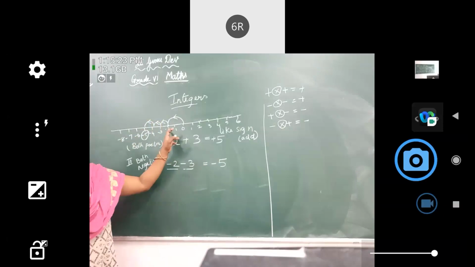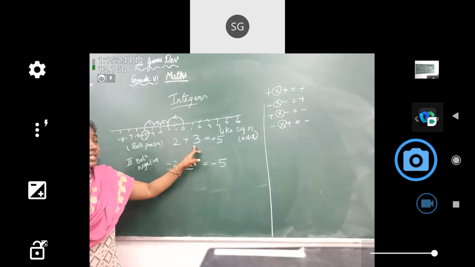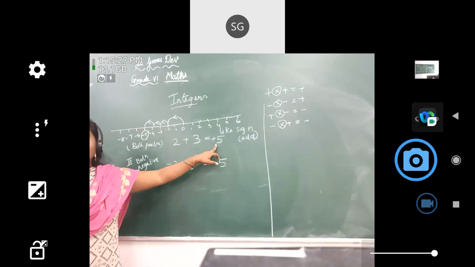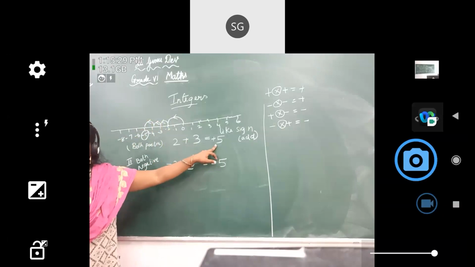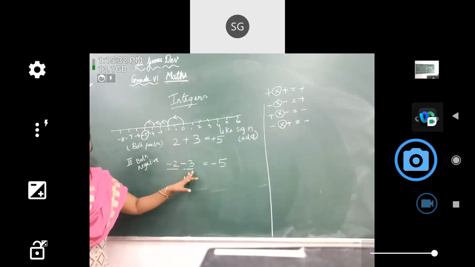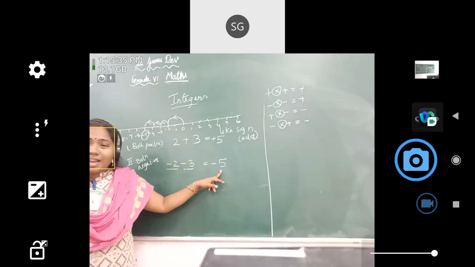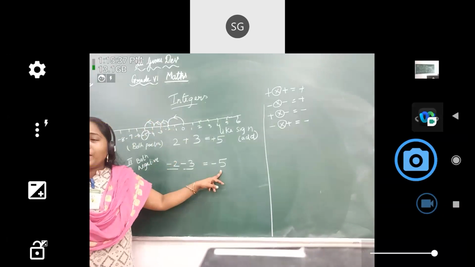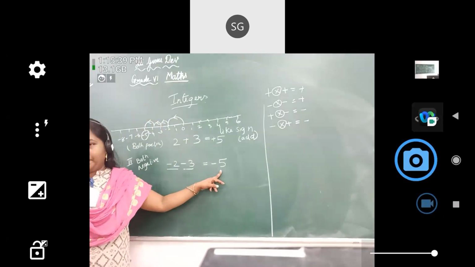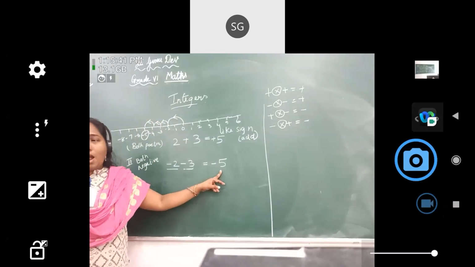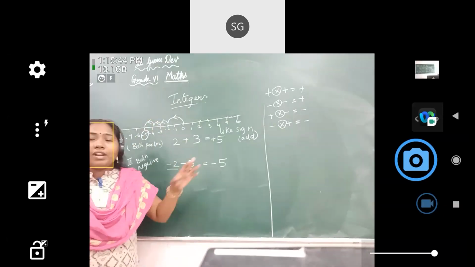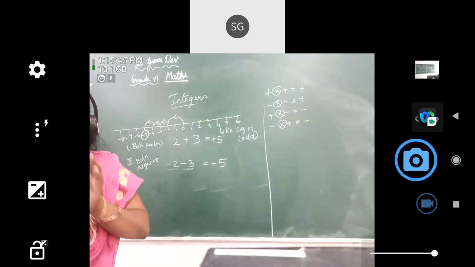Yes, ma'am. When both the numbers are positive, you will be getting a positive sum. When both the numbers are negative, you will get the answer as minus. You will get the answer as a negative number. Understood? Yes, ma'am.